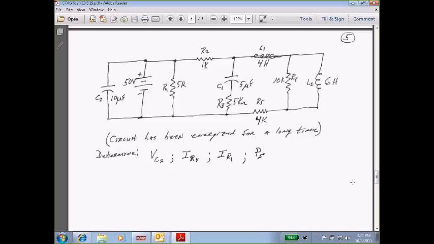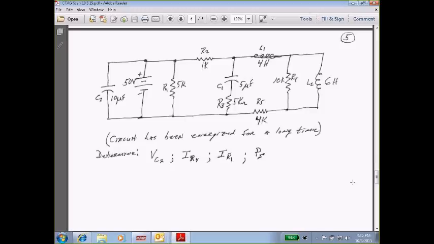So we got 50 volts. C2 is tracking parallel across the 50 volts. It's 10 microfarads. Then we've got R1 is 5K, R2 is 1K. Then in the next junction there, we've got C1 is 5 microfarads, R3 is 5K. Then we've got L1 in series, and then we've got a 10K in parallel with a 6 Henry inductor. Then we have R5 being 4K.